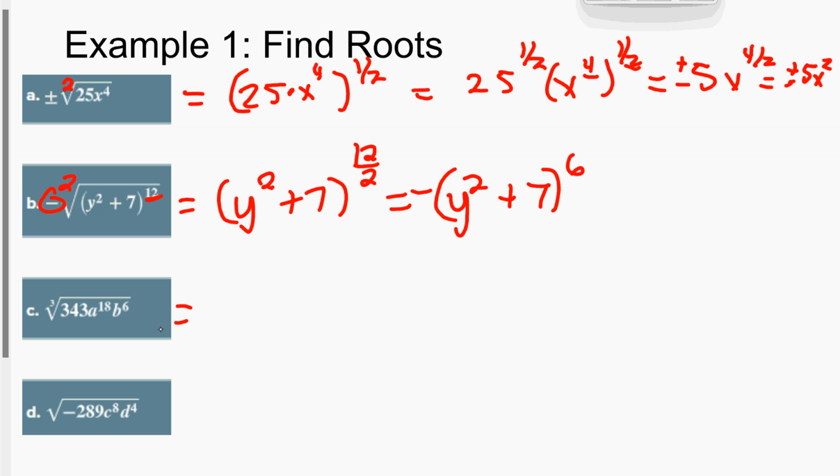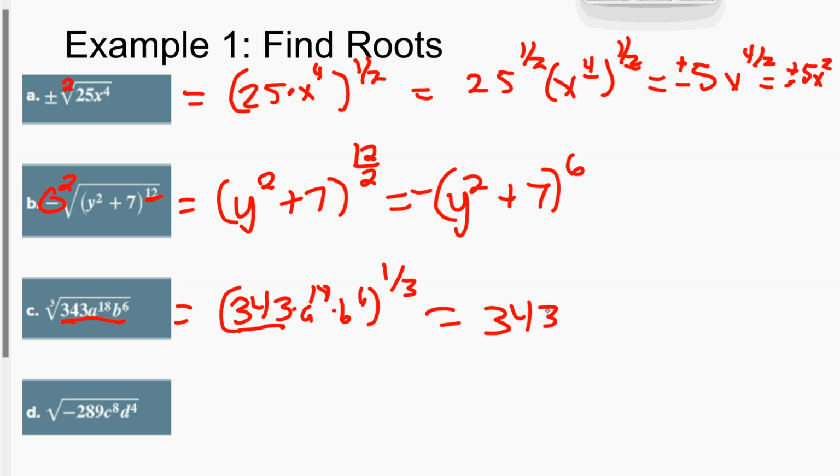Okay, this one is a cube root, so here's my radicand all in there. So 343 a to the 18th b to the 6th, and that's being raised to a 1/3, okay, because it's a cube root. And then because this is all multiplication, I can distribute that 1/3 to all my exponents. Well, 343 is a base, so the exponent's just going to be 1/3. Okay, so what times itself 3 times is 343? I believe that's 7. I'll check that though.